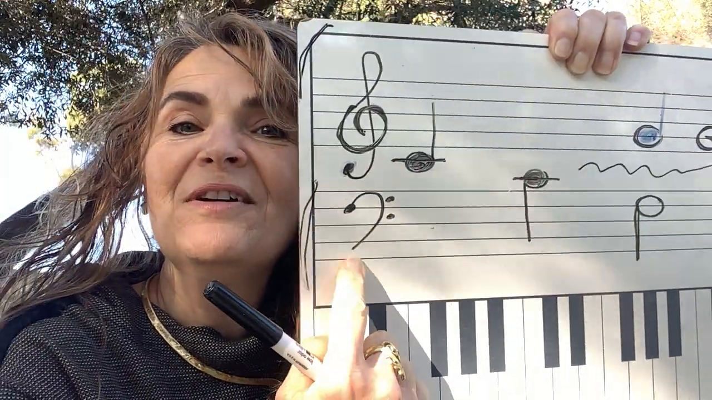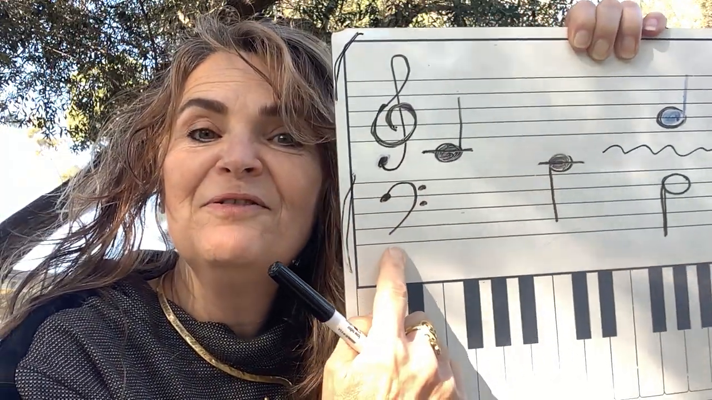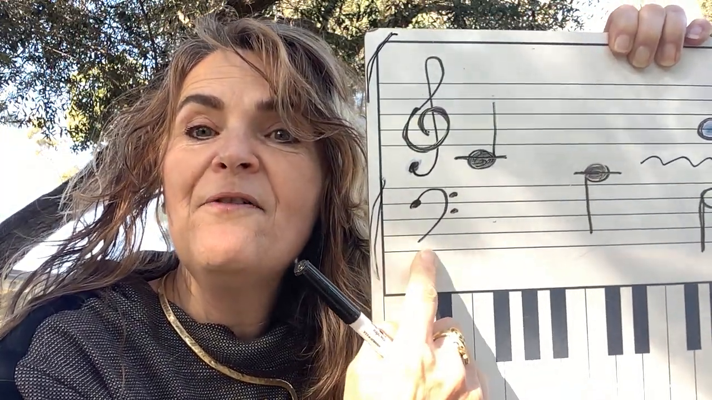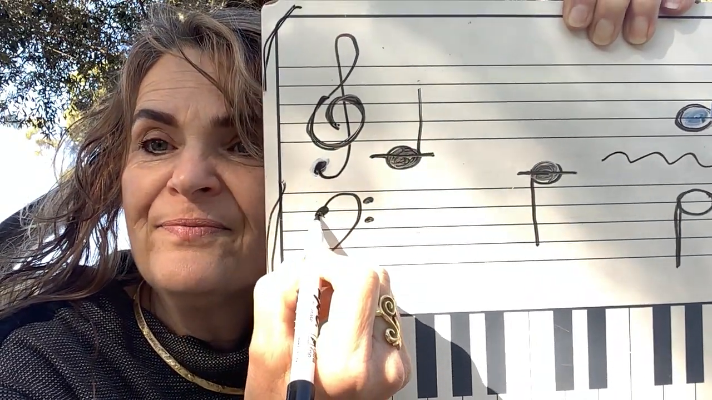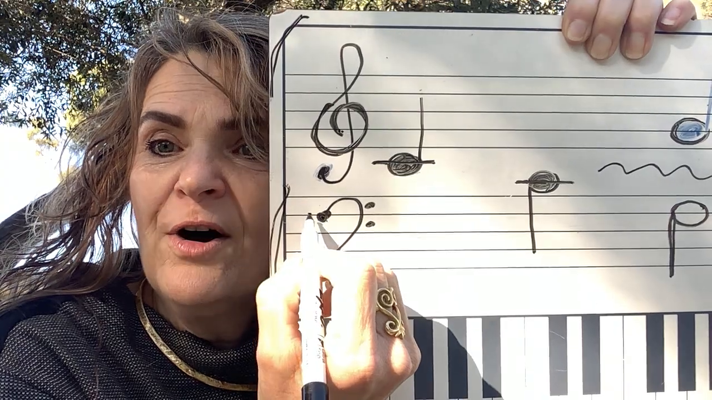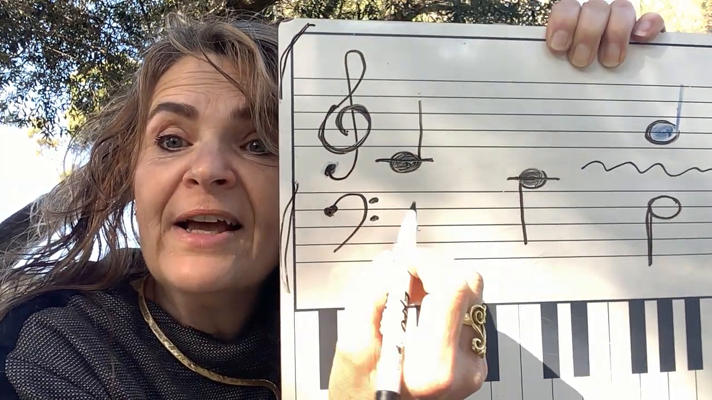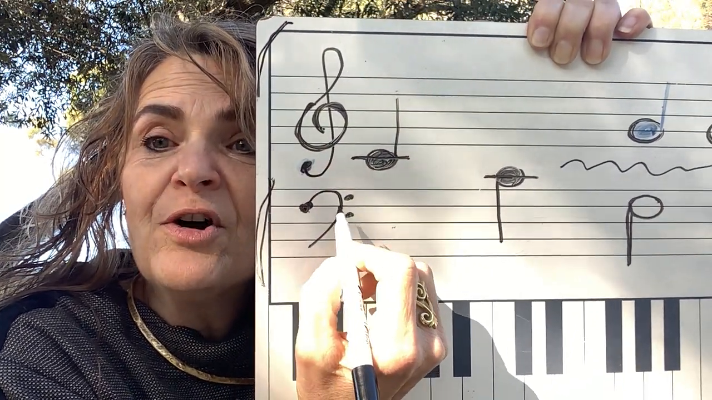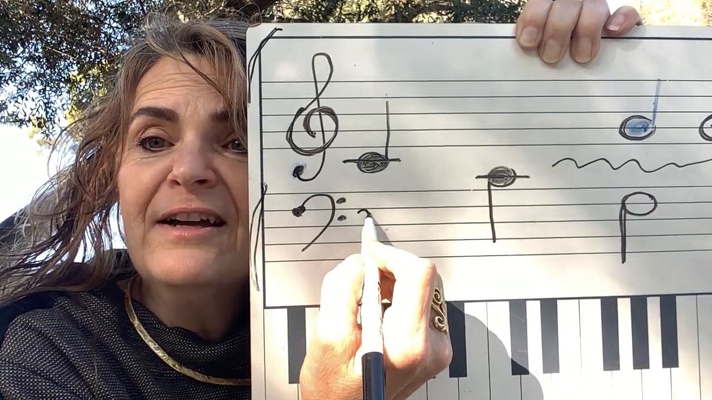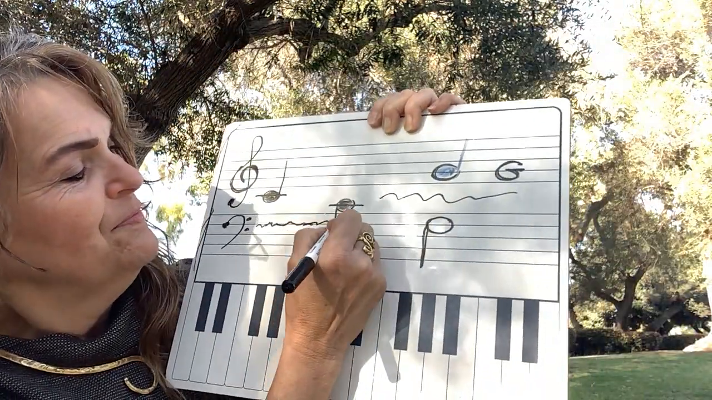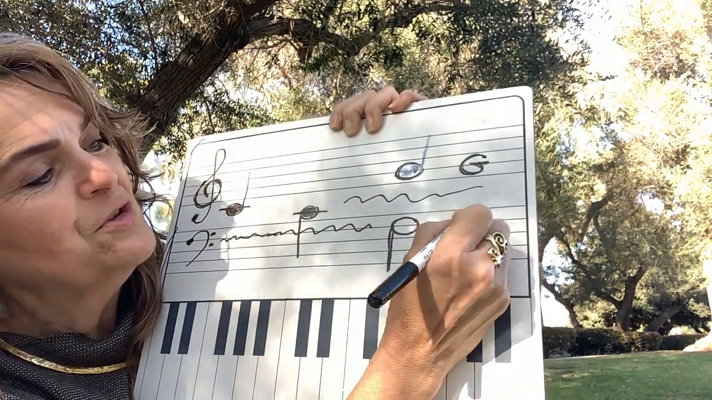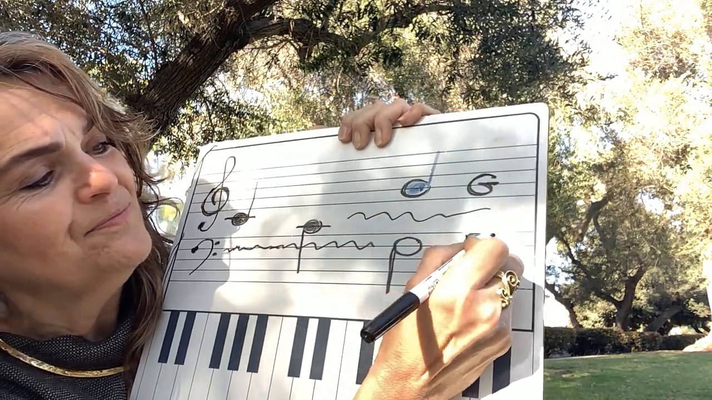This symbol, the bass clef, is also called the F clef because this dot where it's written is on an F line, and these 2 dots are highlighting that F line. They're saying, hey, this line right here is F. This is your F line. So that's our next anchor note.